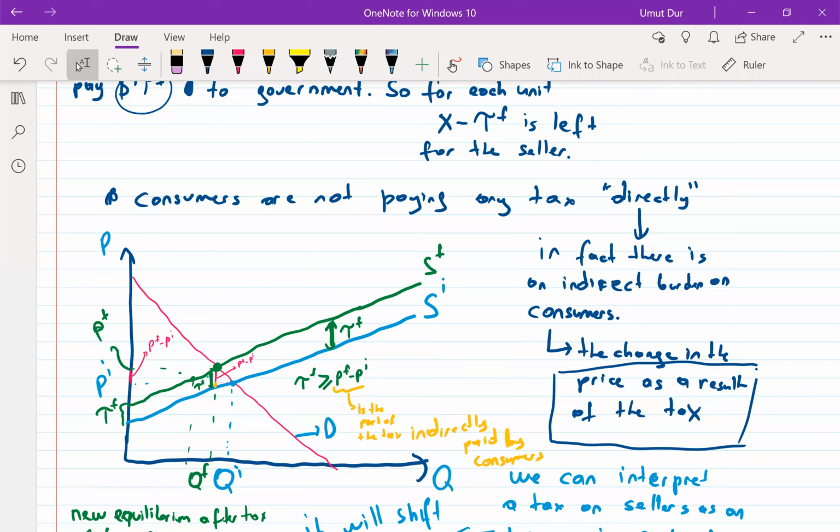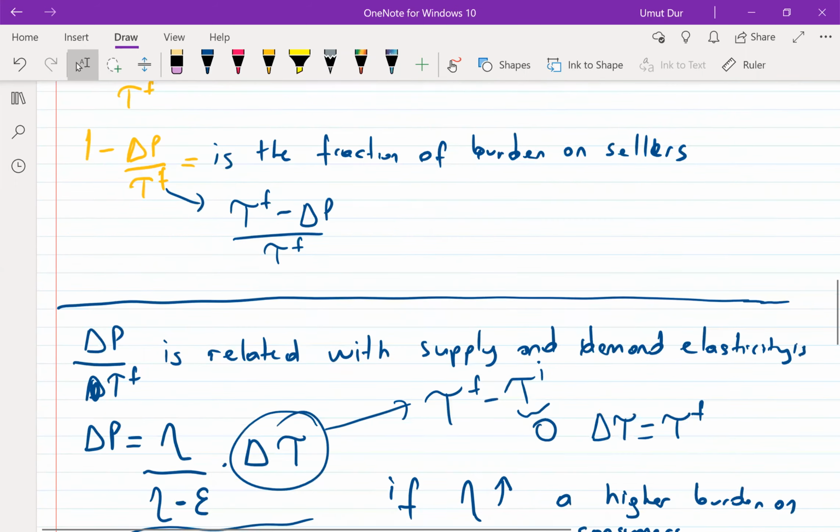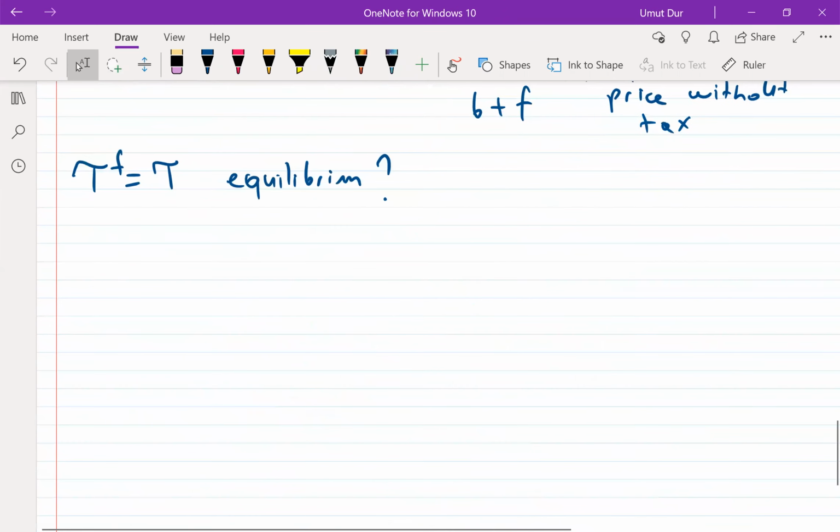There is no change on the demand curve. Since there is no direct effect of this tax on the consumers, we don't observe any change on the demand curve. Okay? Which means that we will be working with the same demand function.